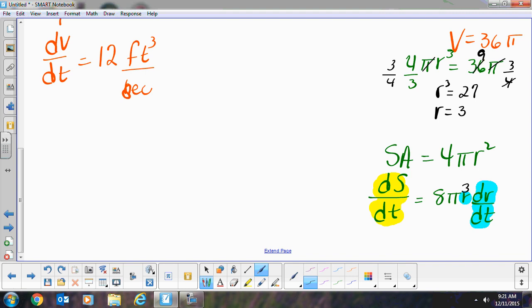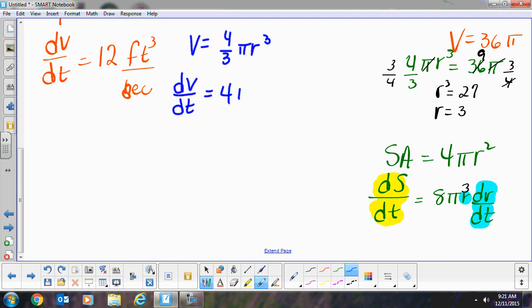What don't I know? So what haven't we used yet? What did they give us that we have not used? That's correct. So what do you think you're going to do now? You've got volume to be 4/3 pi r cubed. What are you going to have to do? Take the derivative with respect to time.